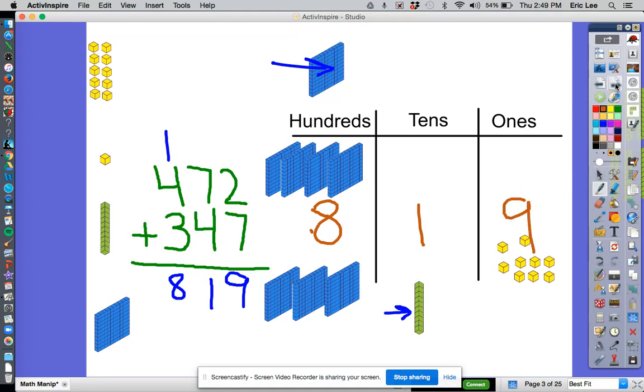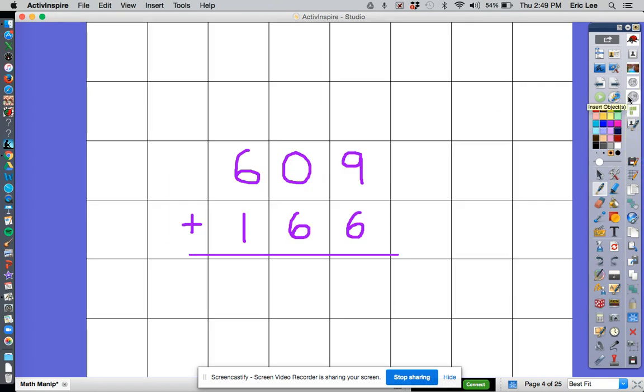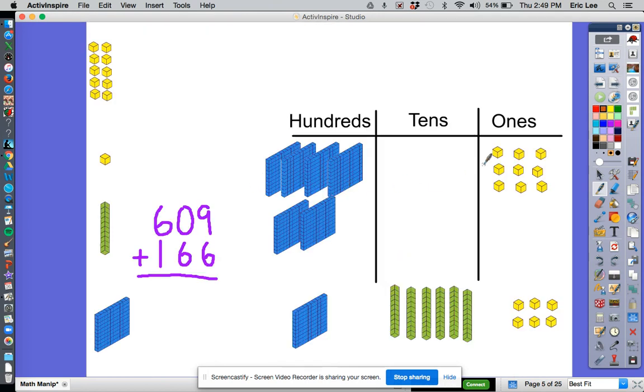All right, here's your job. Find a piece of paper, that's scratch paper. Copy down 609 plus 166. Give it a shot. And then we will take a look at it together. So go ahead and pause the video right here. And when you're done, we'll come back and take a look at it. Okay, we're back.